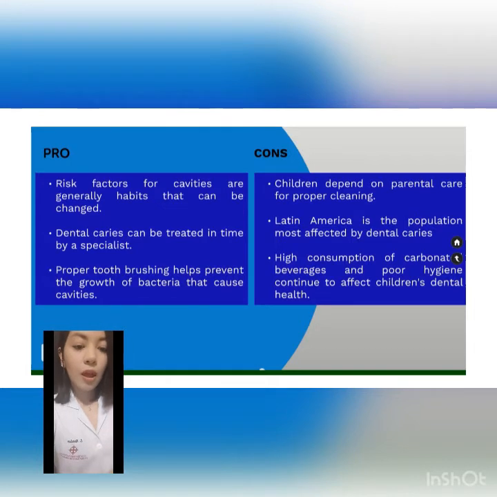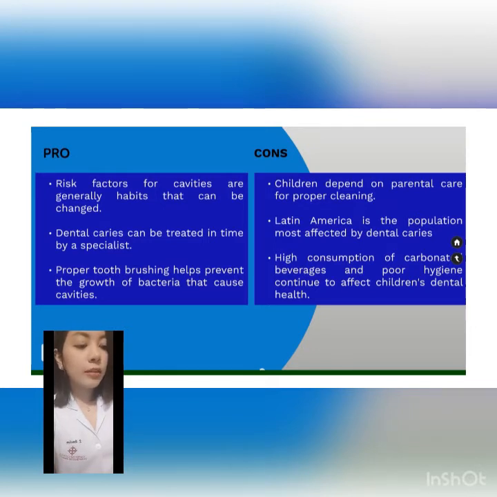Well, pros and cons. Pros: 1. Risk factors for cavities are generally habits that can be changed. 2. Dental caries can be treated in time by a specialist. 3. Proper tooth brushing helps prevent the growth of bacteria that cause cavities.